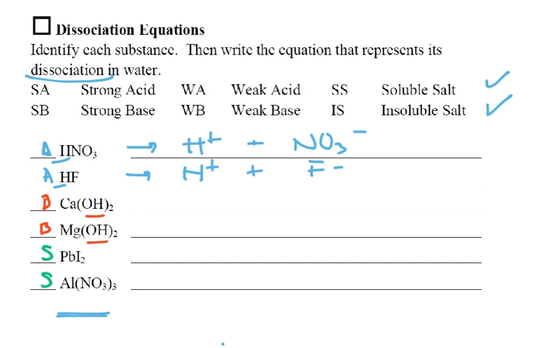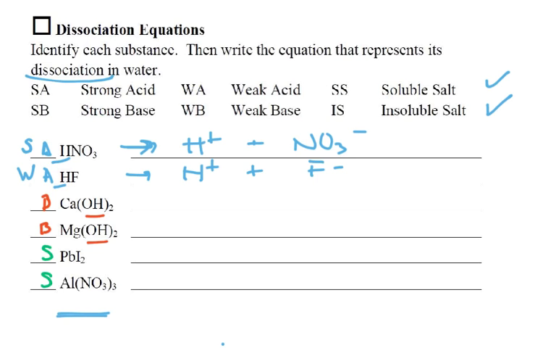Now, for the strong acids, this first one here is a nice strong acid, HNO3, and we just know that because we memorize. We have a list of 8 strong acids, and HNO3 is one of them. So we're going to do a single arrow, and it breaks up to be H+ and NO3-, the two ions.